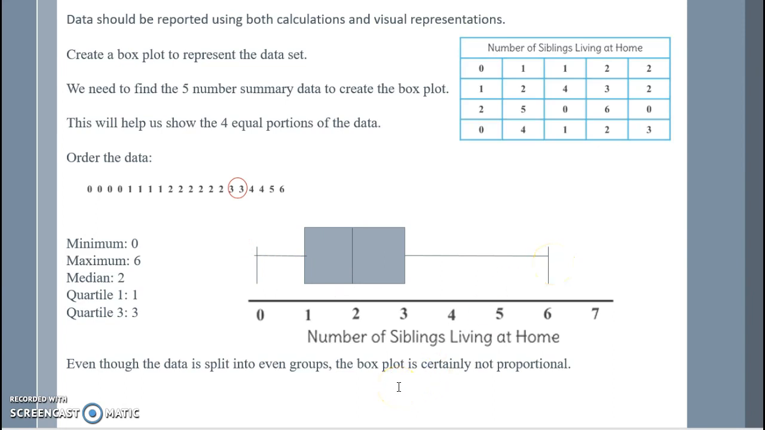So even though our data is split into even groups, the box plot certainly is not proportional. It doesn't look proportional, but the data is evenly distributed between here. Because 25% of our data lies within here, 25% of our data lies within here, 25% of our data is here, and 25% of our data is here. Note that the middle 50% of our data lies within here, so we can identify even the interquartile range from the box plots.